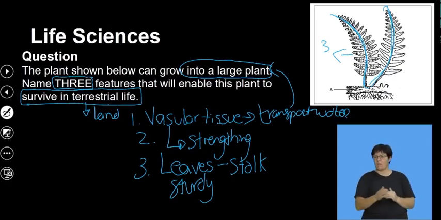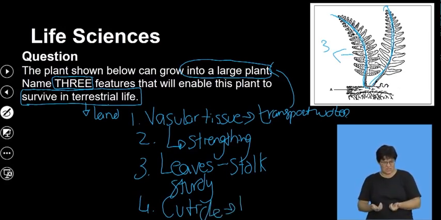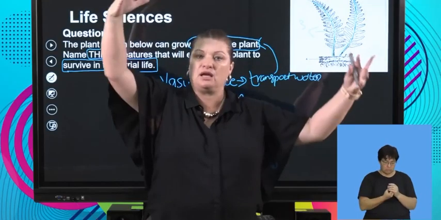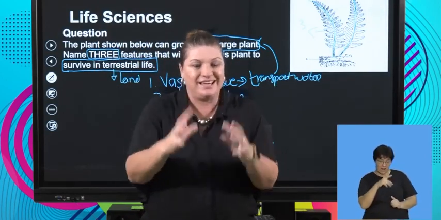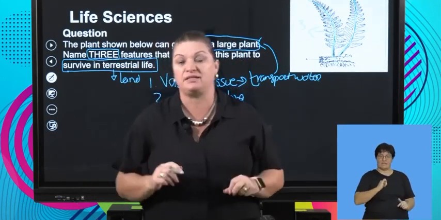Now, what else do leaves have here? They have a cuticle. And what does that mean? That means that the loss of water is minimized. So because it has a cuticle, it's not going to lose a lot of water. Because it doesn't lose a lot of water, the plant can grow nice and big. And because it's got a cuticle, it can live on land, right? It can survive much better on land.